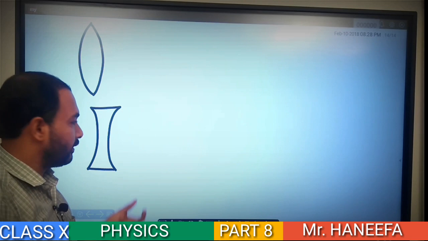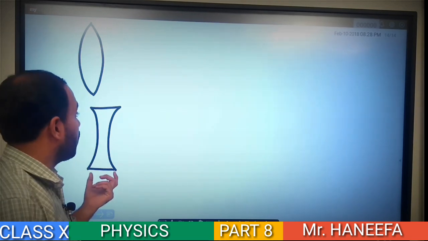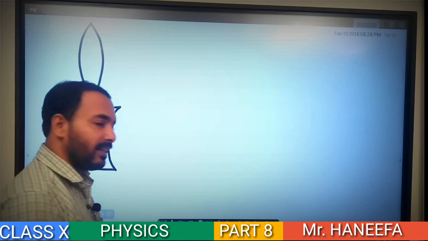Then what is a concave lens? The ends are thick and the middle is thin. This type of lens is called a concave lens.